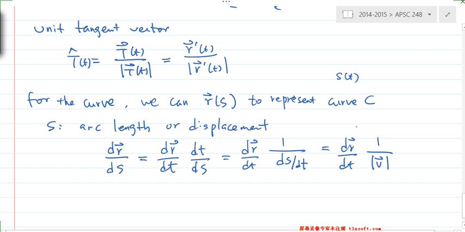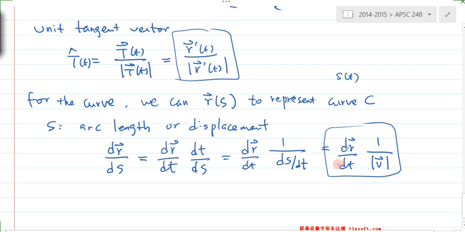Now if you compare the end result of this portion right here with this one, look at that. What did you see? Are they the same? Yeah, they are the same. At the bottom here I'm writing r prime, but r prime is velocity. So that means this quantity gives us the t hat.